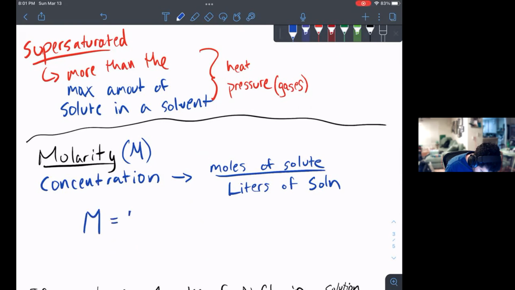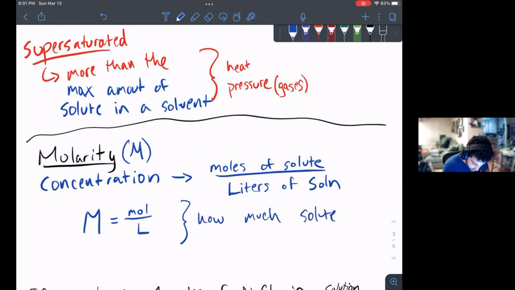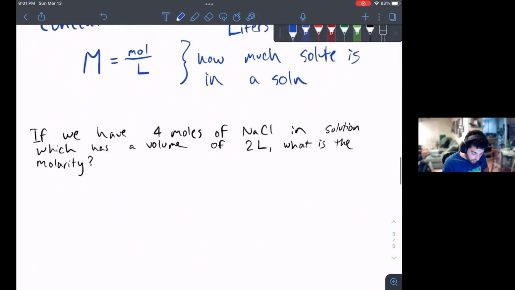M equals mole over L. So molarity is equal to the moles divided by the liters. And the units for molarity are actually moles over liters. And this becomes really important because now we're going to start doing some math about it. And this basically tells us how concentrated a solution is. So molarity tells us how much solute is in a solution.